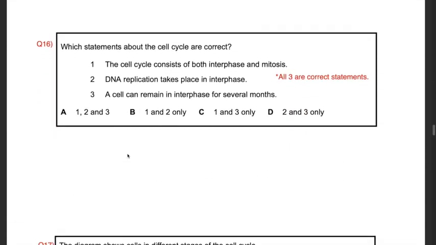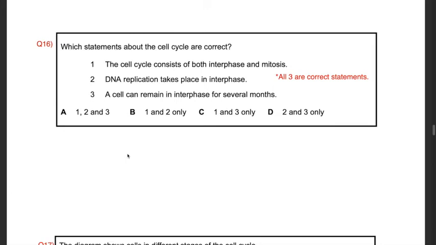Question 16. Which statements about the cell cycle are correct? 1. The cell cycle consists of both interphase and mitosis. 2. DNA replication takes place in interphase. 3. A cell can remain in interphase for several months. Actually, all three given statements are correct statements.